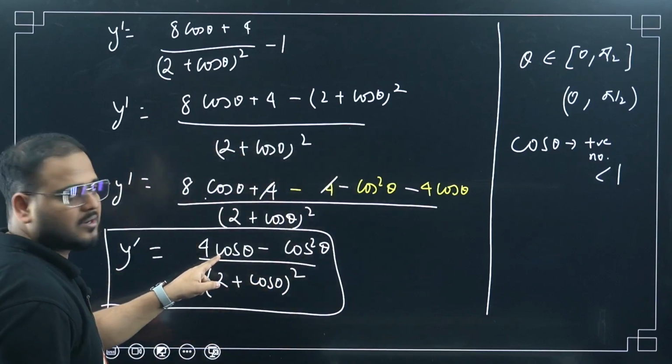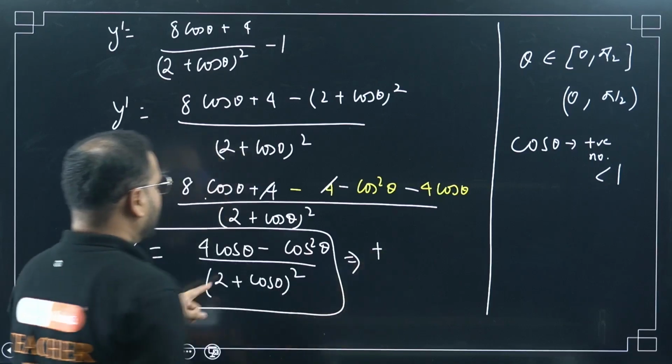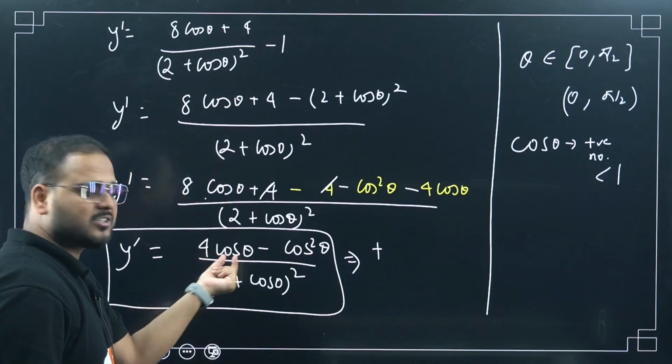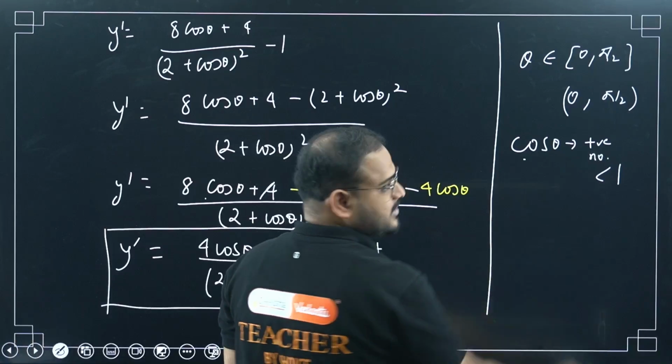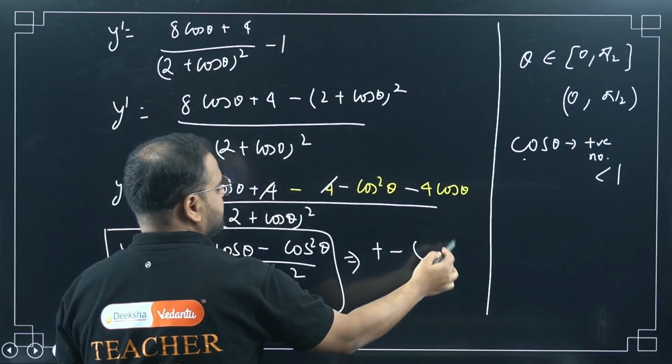4 cos theta will be what? Positive. A positive number multiplied with cos theta is what? Positive. I established here that cos theta is positive. So 4 cos theta will be positive. Minus, please check here.